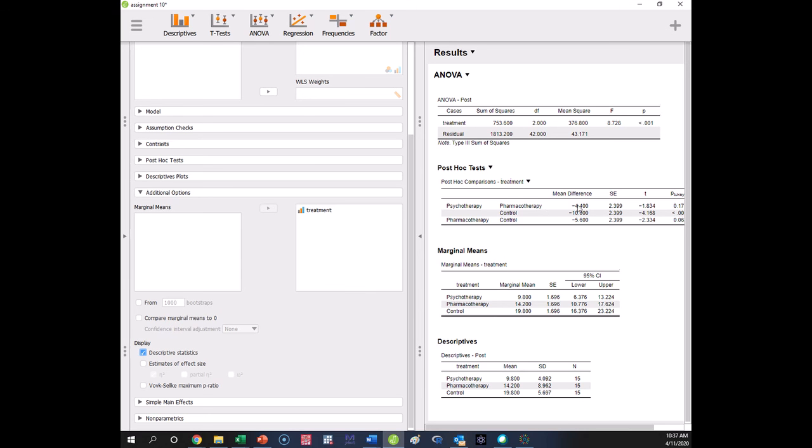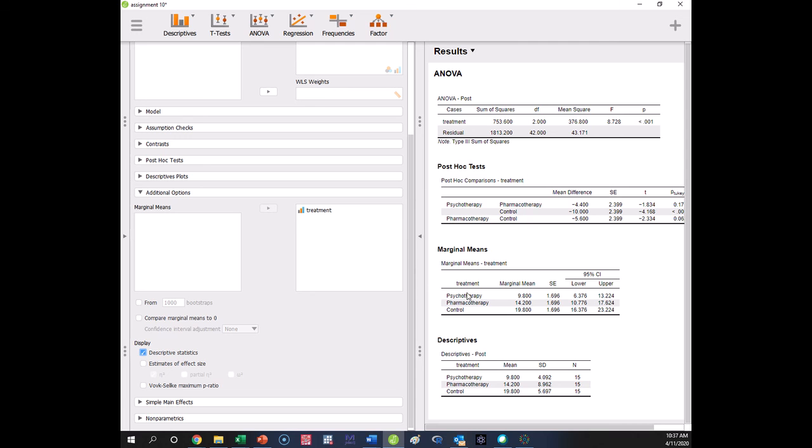And then we would say that these results show that there is a significant effect of treatment, which were followed up by Tukey post hoc tests. The Tukey post hoc test revealed that although psychotherapy and pharmacotherapy, and I would report after those two words, after psychotherapy, I would put the mean and the standard deviation in parentheses, and pharmacotherapy, and I would put the mean and the standard deviation in parentheses, did not differ significantly, P equals 0.171.